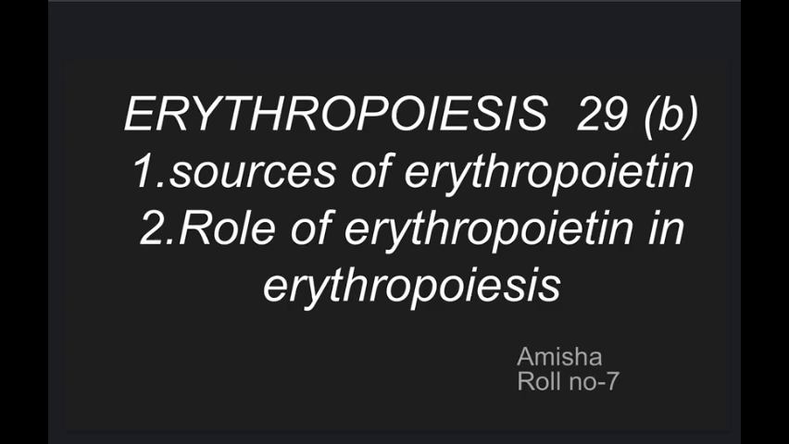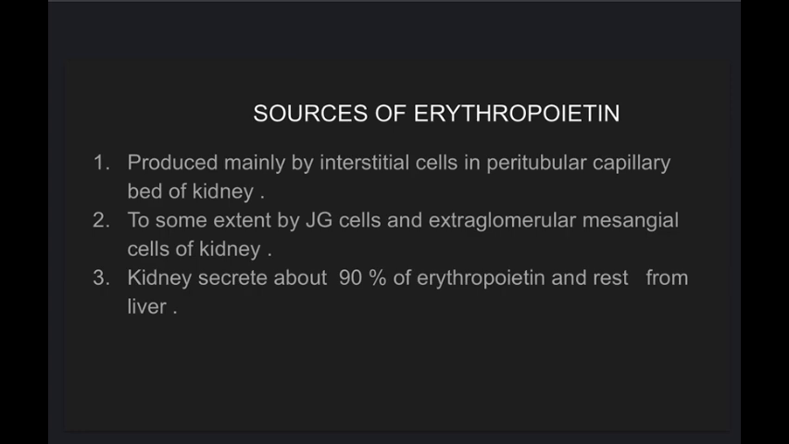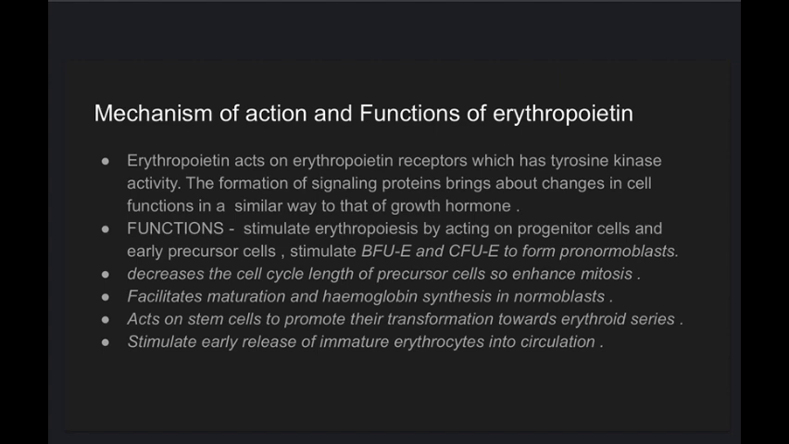So my topic is erythropoiesis, and the expected questions are sources of erythropoietin and the role of erythropoietin in erythropoiesis. Now, the sources of erythropoietin. It is produced mainly by the interstitial cells in the peritubular capillary bed of kidney, to some extent by JG cells and extraglomerular mesangial cells of kidney. So this means kidney is the main source of erythropoietin, its contribution is about 90% and the rest from the liver.